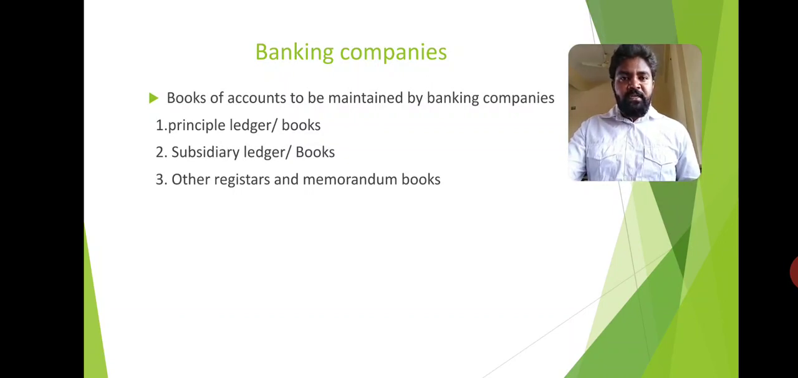Now come to the subsidiary ledger. Examples of subsidiary ledgers: receiving cashier counter cash book and paying cashier counter cash book, and savings bank account ledger and recurring deposit account ledger, then current account ledger, then fixed deposit account ledger. Actually banks are providing four types of deposit facilities: fixed deposit, current account deposit, savings bank account deposit and recurring deposit account. For these four types of deposits, banks compulsorily should maintain separate ledgers or separate books.